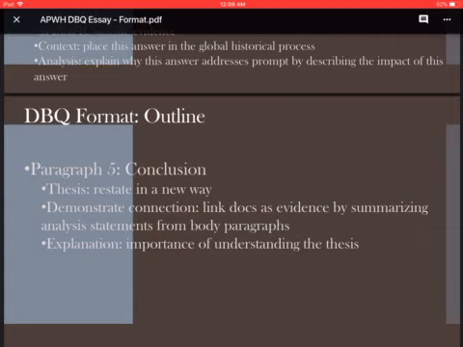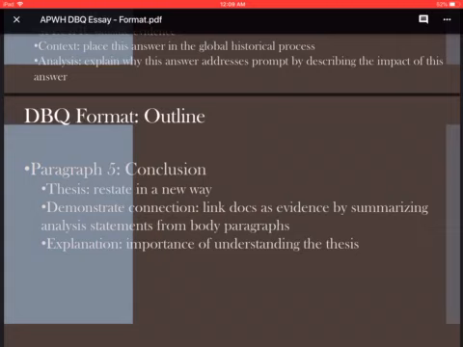And the last thing that you want to do is an explanation. Okay, you've got to explain the importance of understanding the thesis. It's not about the importance of the thesis, but the importance of understanding the thesis. Whatever your answer is, why is it important to understand your answer? Okay.